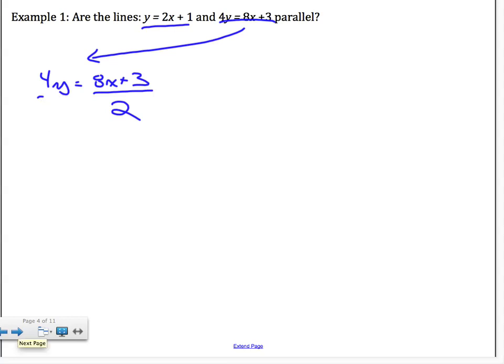Apparently my 4 looks like a y. No, the other side isn't... Oh, sorry, it's supposed to be divided by 4. I'm thinking ahead to the answer already. That's my problem.